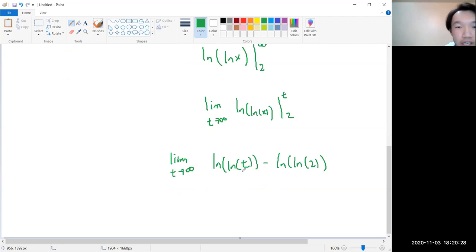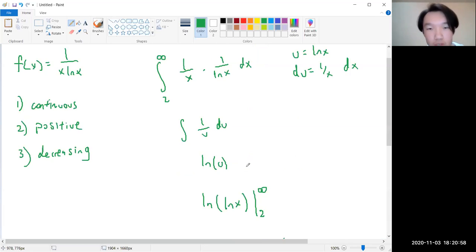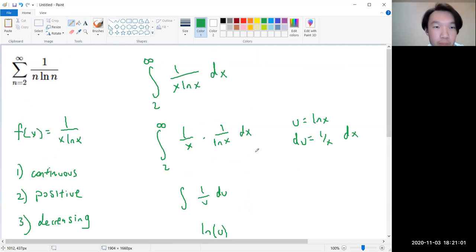So what happens when you take the natural log of a really large number? Yeah, so this would be infinity. This ln of 2 is just a constant, so that doesn't really change the fact that this would be infinity. Okay, so that's your answer. The series is divergent.